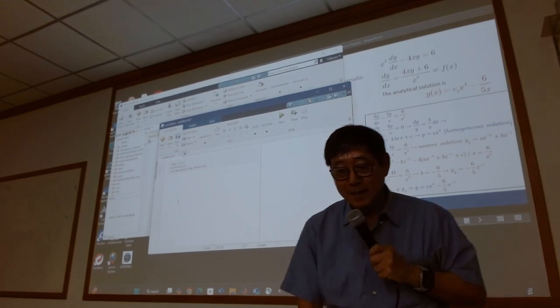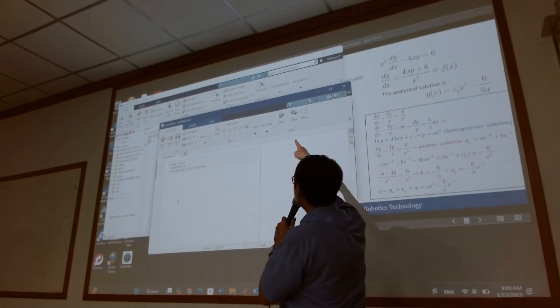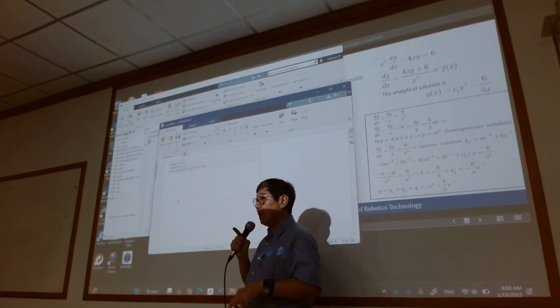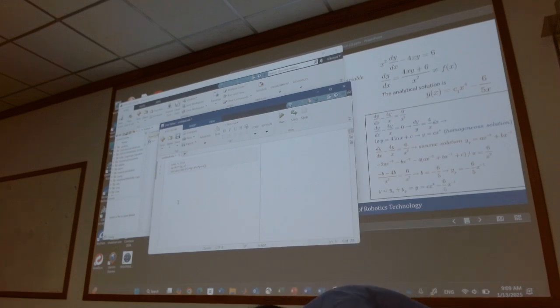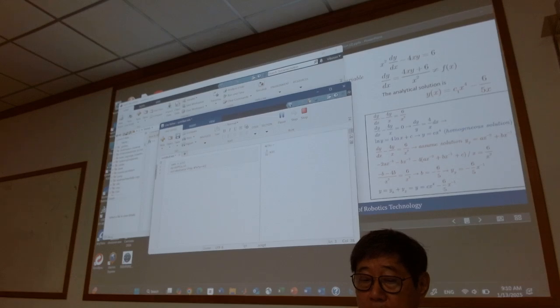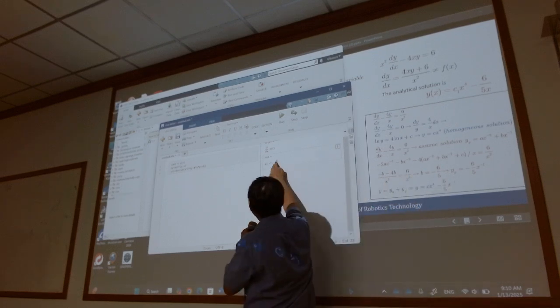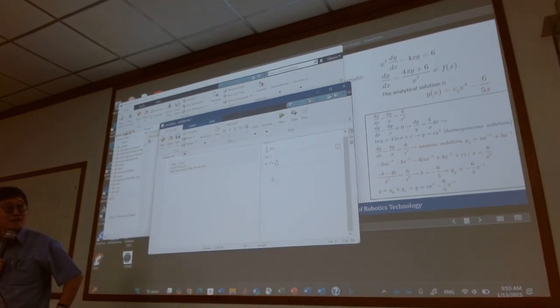So, next I want to run. You can run by this button, or Control Enter. Same. The Control key and Enter also equal to run. You can run here or Control Enter. See, you have this one. Takes some time.